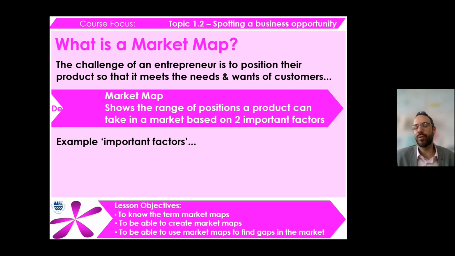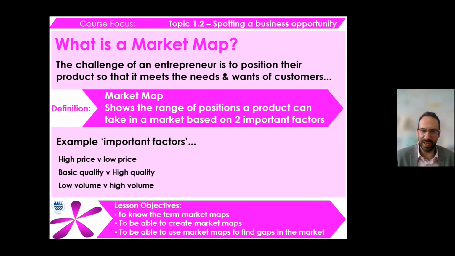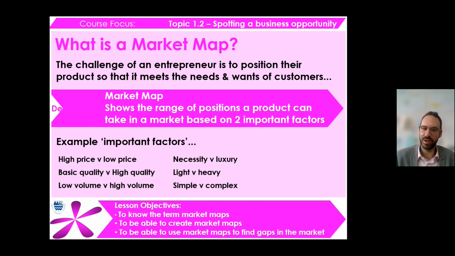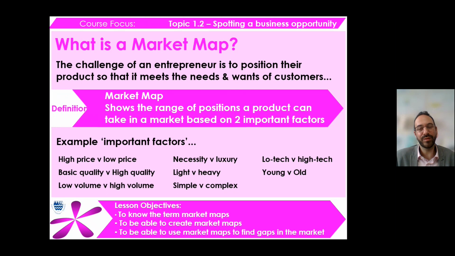When we talk about important factors, these are the things we're looking at here. You might look at high price versus low price, basic quality versus high quality, low volume versus high volume, necessity versus luxury, light versus heavy, simple versus complex, low tech versus high tech, and young versus old. So it's about taking 2 of these areas and mapping them against each other.